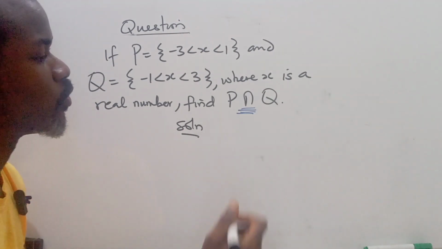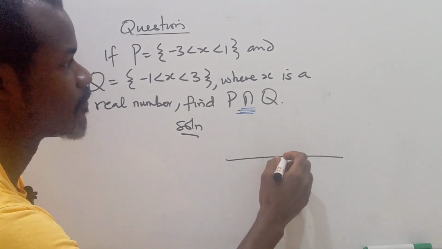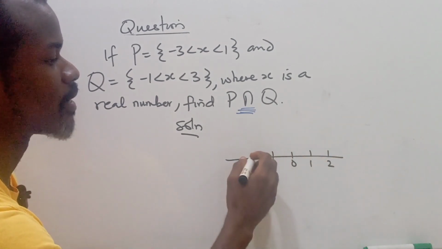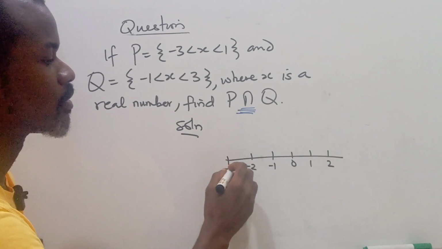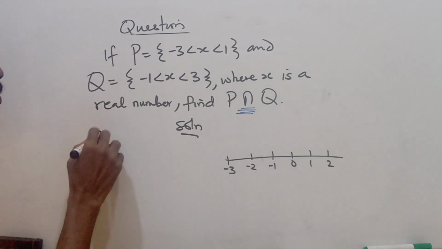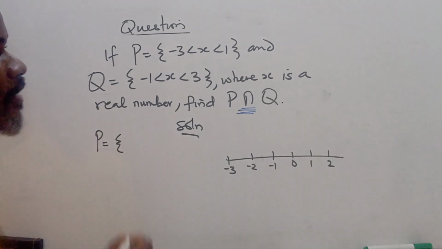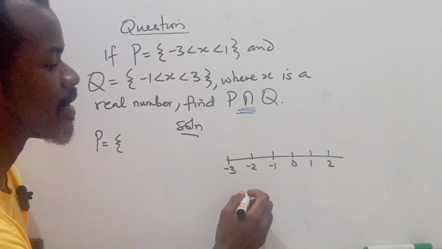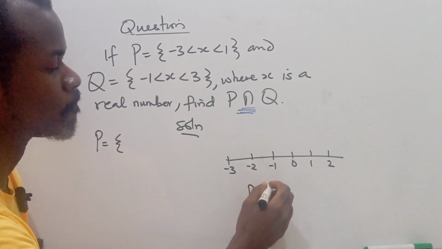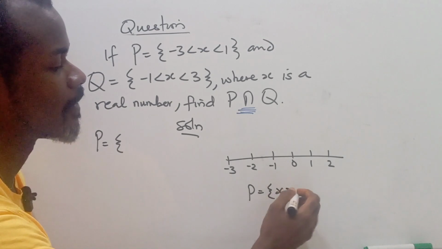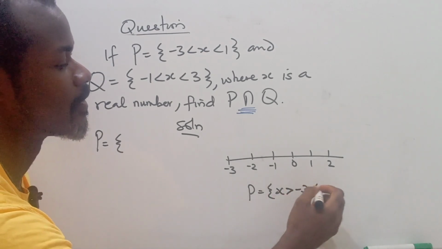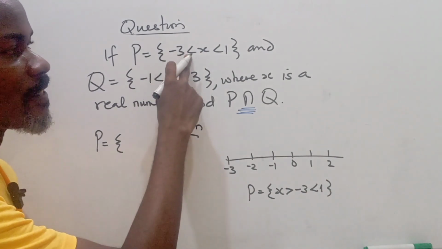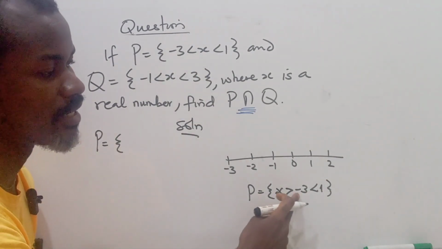So how do we do that? I'm going to use my number line. So if I have say this is 0, this is 2, I have this as minus 1, minus 2, and this is minus 3. So for P, I can write P as minus 3 is less than x, so x is greater than minus 3 and less than 1.